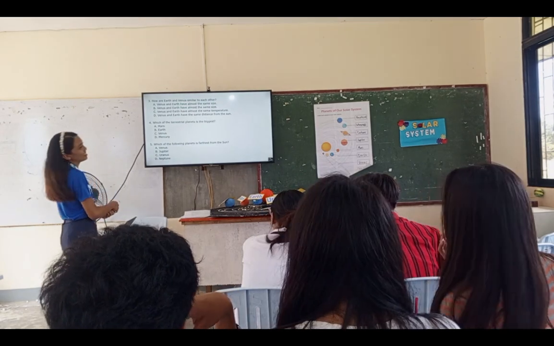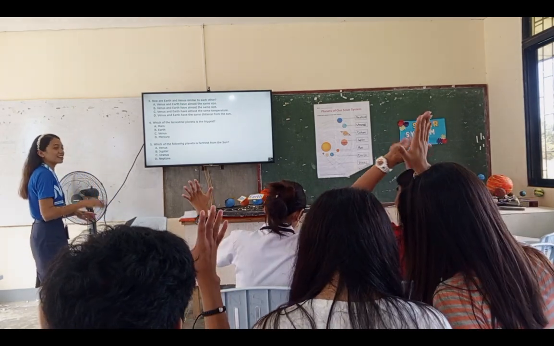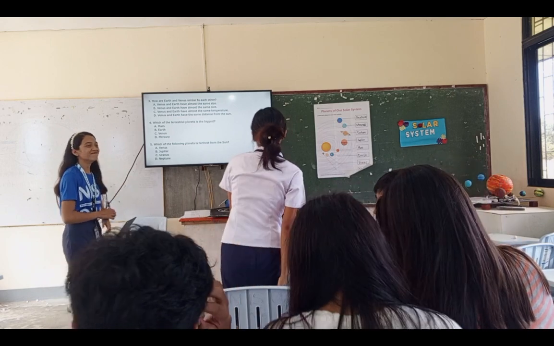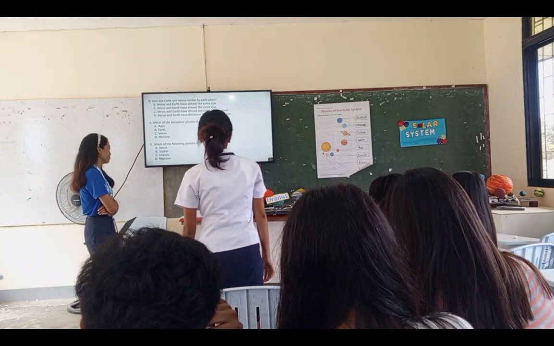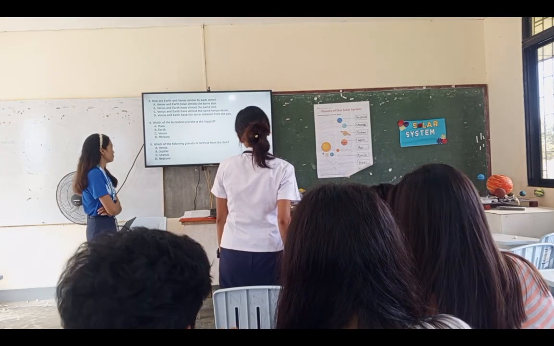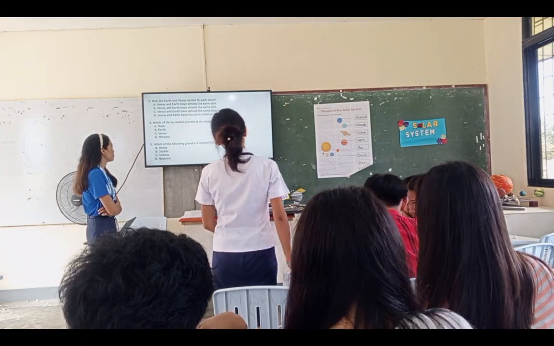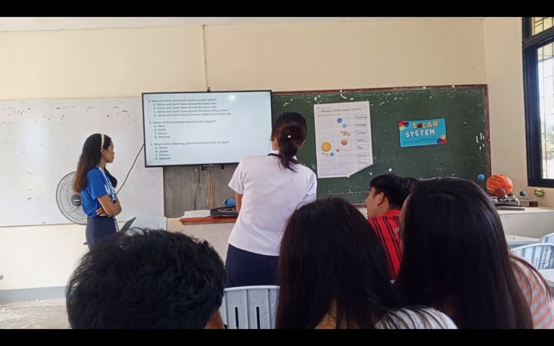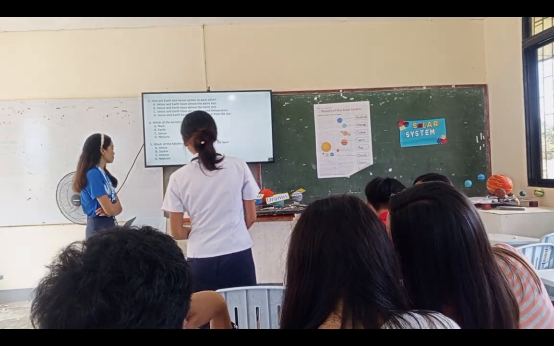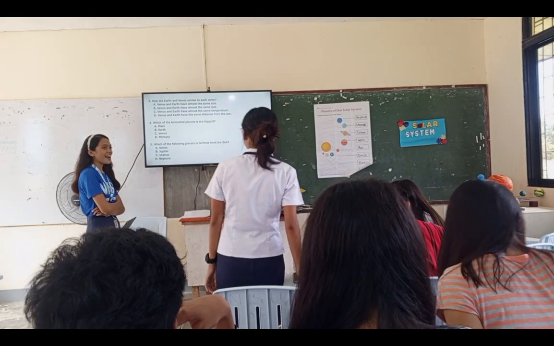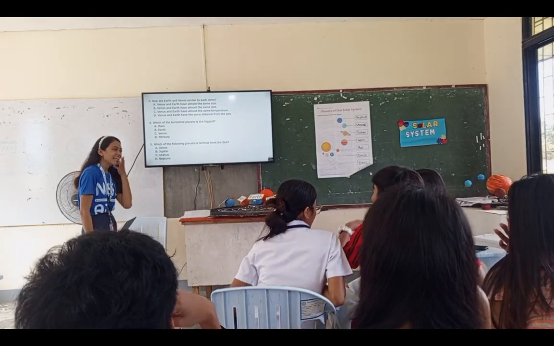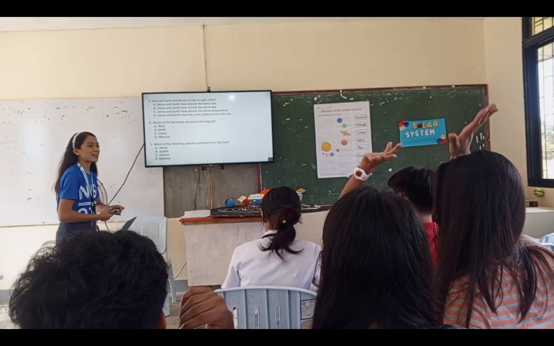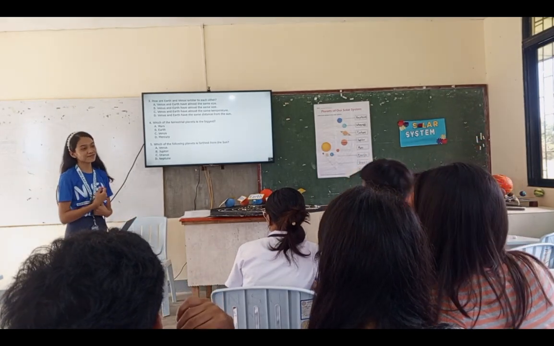Okay. Number four. Which of the terrestrial planets is the biggest? A. Mars. B. Earth. C. Venus. D. Mercury. The correct answer is B. Earth. That's right. The answer is letter B, Earth. Okay, for the last number, Dolly.